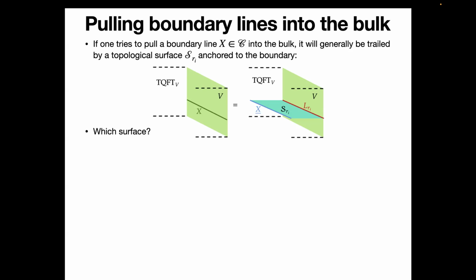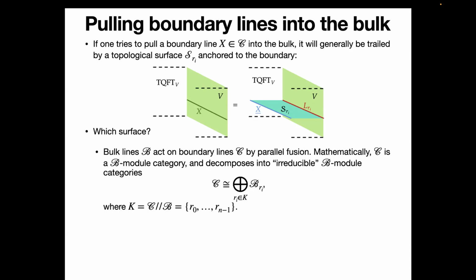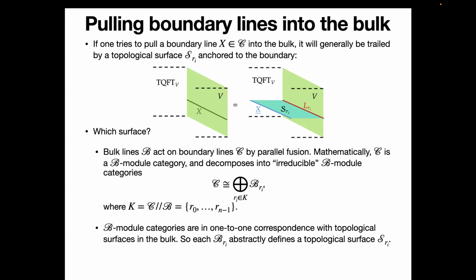And how do you characterize what surface is going to come out? This is a little bit abstract, but the idea is that the bulk lines act on the boundary lines by a parallel fusion. Mathematically, this means that the boundary lines form a B module category. In fact, you can decompose the boundary lines into irreducible B module categories. One non-trivial claim is that when you do this decomposition, the simple summands are labeled by precisely this hypergroup. So, good sign that we're on the right track.